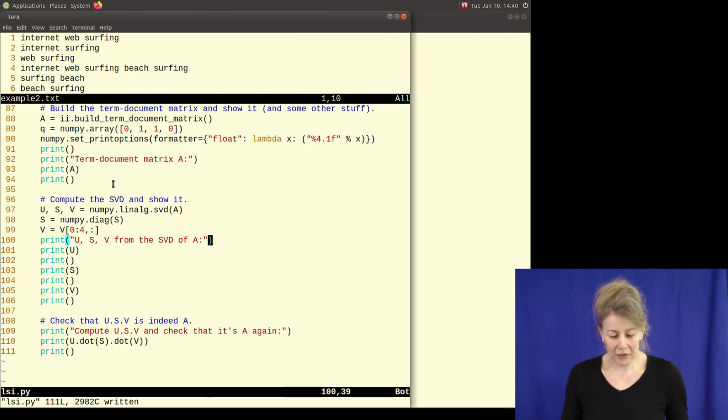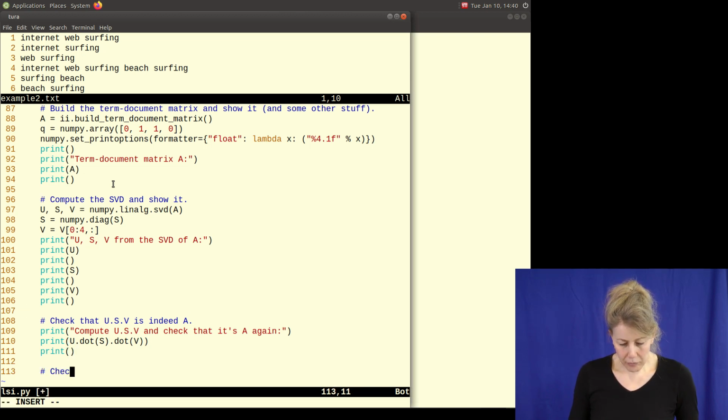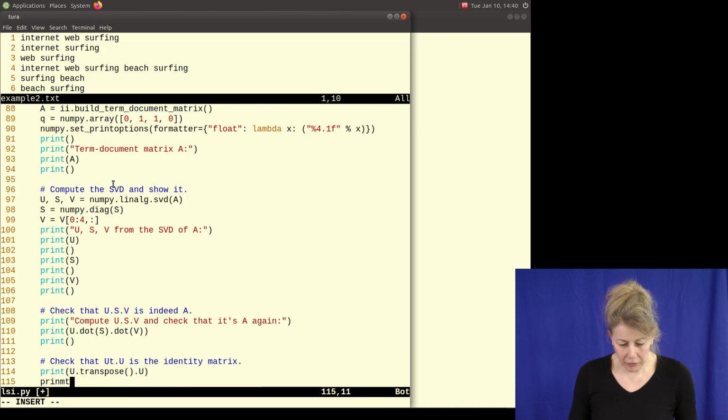Let's check that U transposed U is the identity matrix. This was one claim, and this is a pretty magical property. Let's compute U transpose times U. So you multiply the transpose of U with itself.